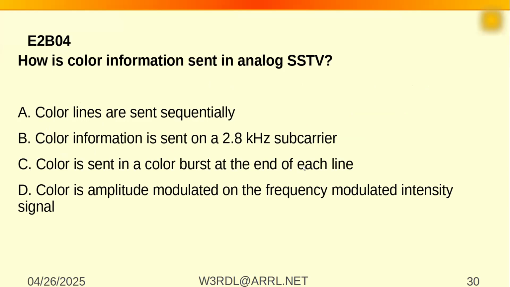How is color information sent in analog slow scan TV?